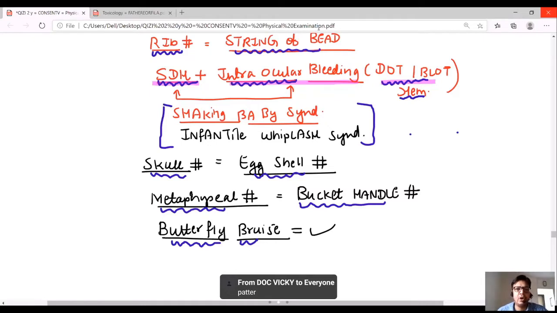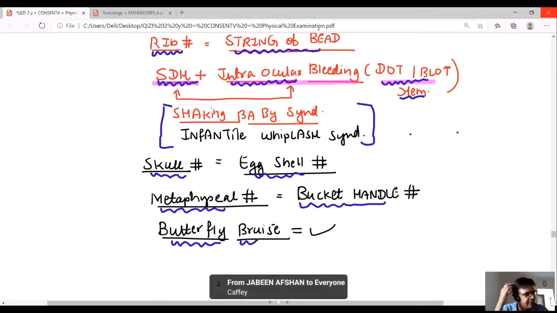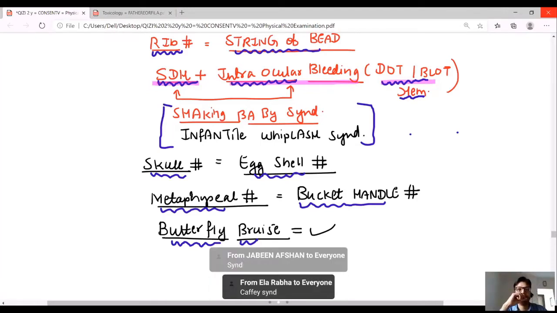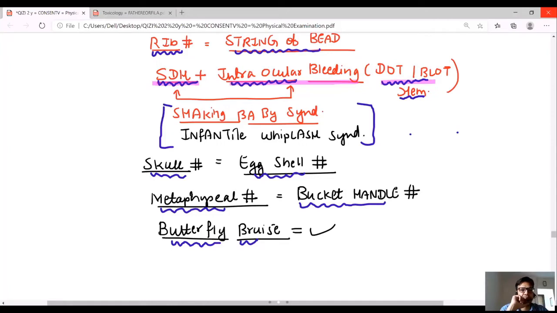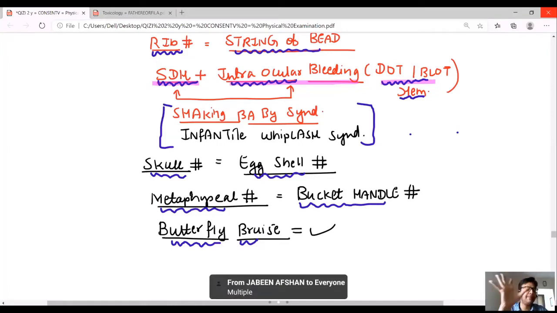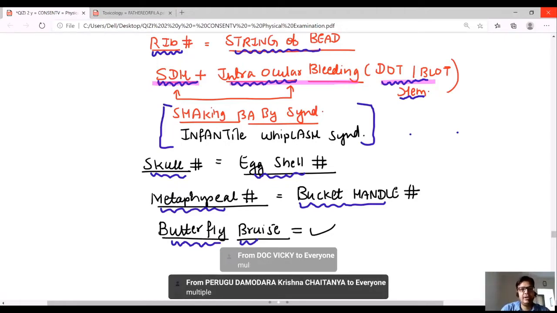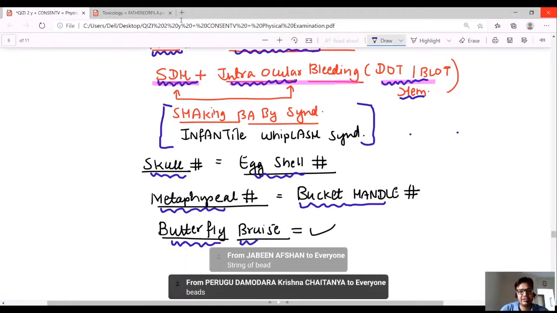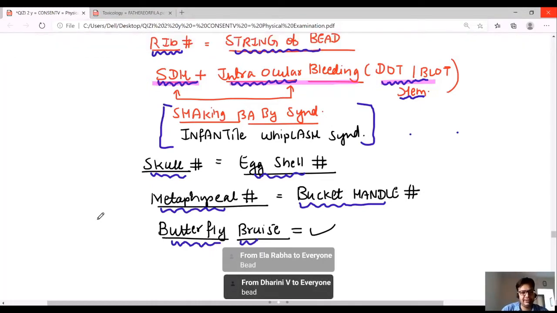Let's revise together. What is another name of battered baby syndrome? Anyone? Caffey syndrome. You will have multiple injuries of the same duration or multiple durations? Multiple durations. Rib fracture is known as string of dash dash dash. String of bead appearance.